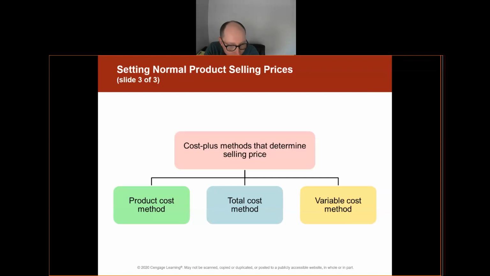Another method is called the cost plus method. The two we just talked about are market based. This one's called cost plus. This is one of my favorite methods. This is where we cover our cost, then we add in a little bit of profit. So we cover our total product cost, our total cost, and our variable cost. Using cost plus, there are 3 different types of methods within cost plus: product cost method, total cost method, variable cost method.